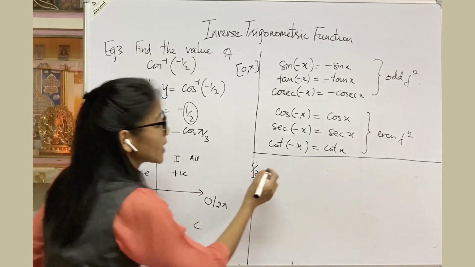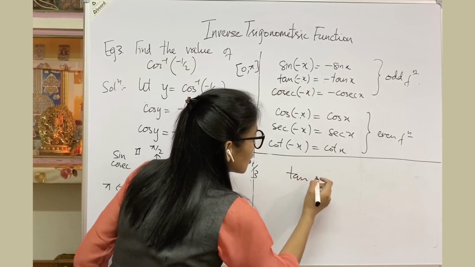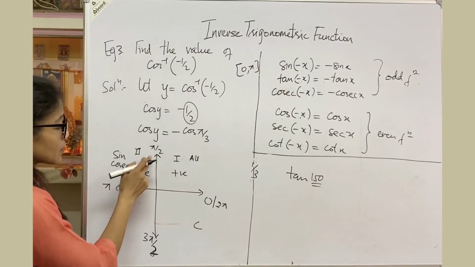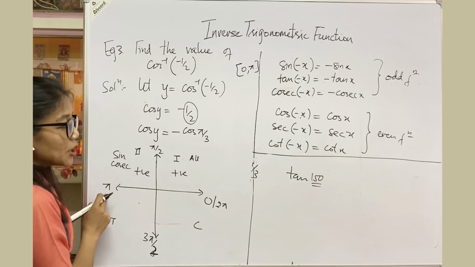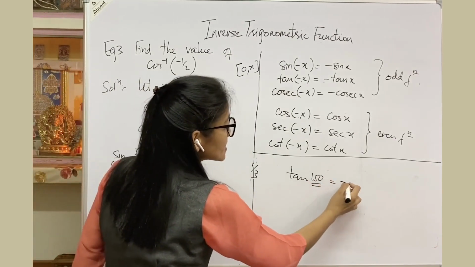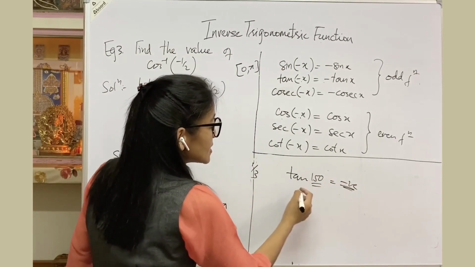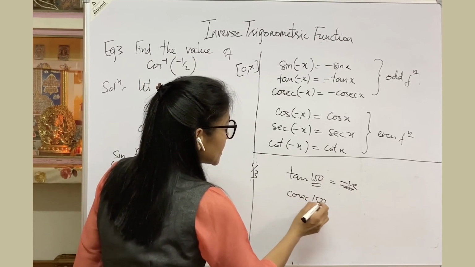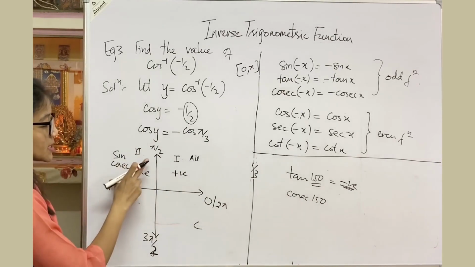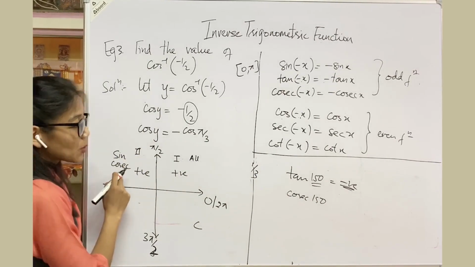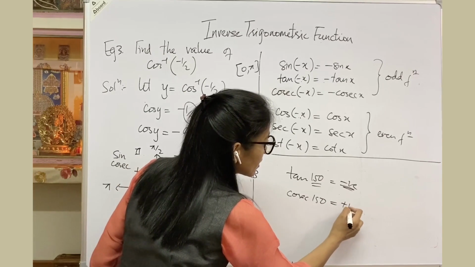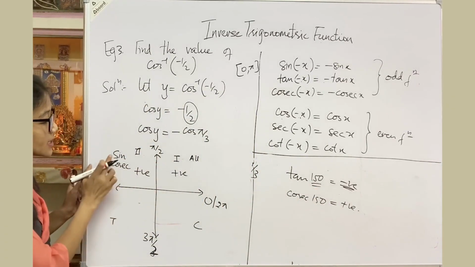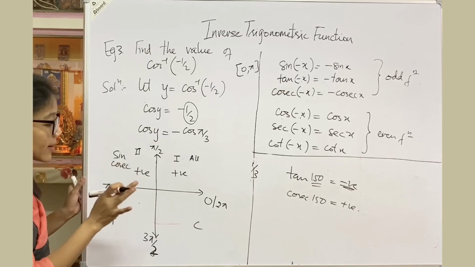For example, if I write tan of 150, 150 means it is in this interval, 90 to 180. So tan of 150 will give you some negative value. Similarly, if I write cosec of 150, 150 is in this interval. In the second quadrant, cosec is positive, so whatever value you get will be positive. This is what I mean to say. So in the second quadrant, sine and cosec are positive, the rest 4 are negative.